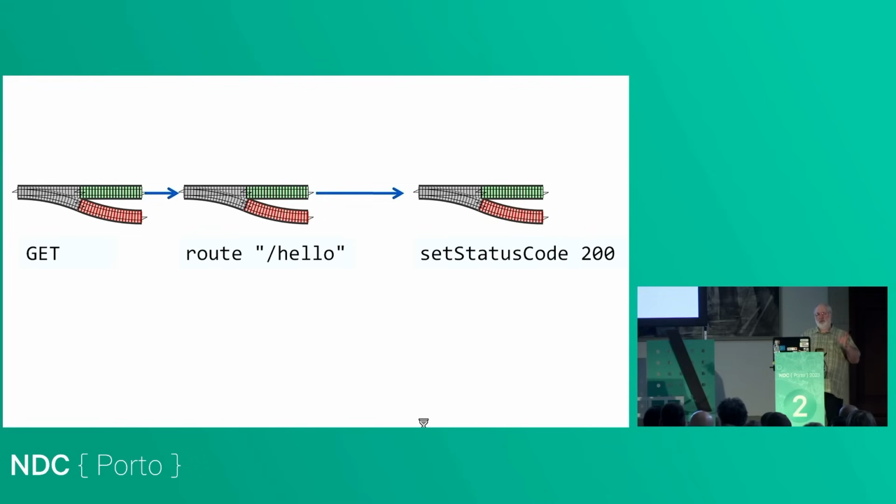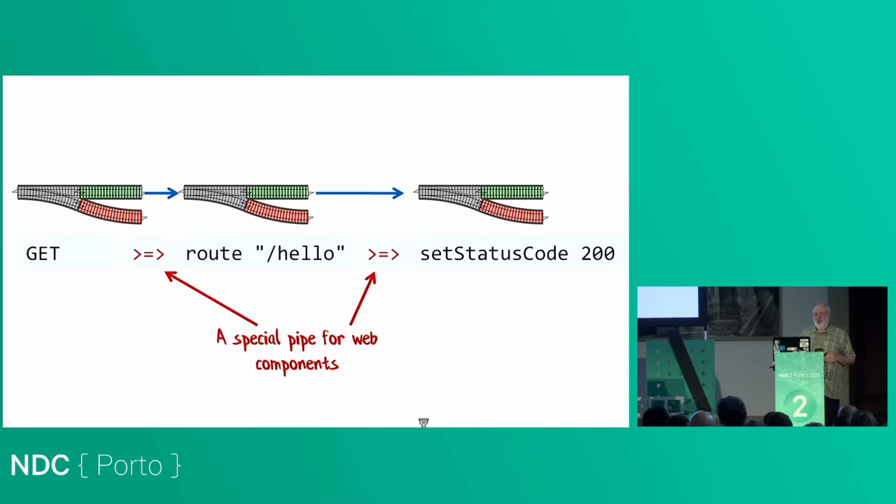So I have these three different components, and I want to glue them together into a pipeline. How do I do that? I have a get, followed by a route, followed by a set status code. Well, I'm going to show you how to glue them together. And we're going to use this special kind of pipeline. This is not the normal pipeline. It's angle bracket equal angle bracket. Special kind of pipeline for these kinds of things.